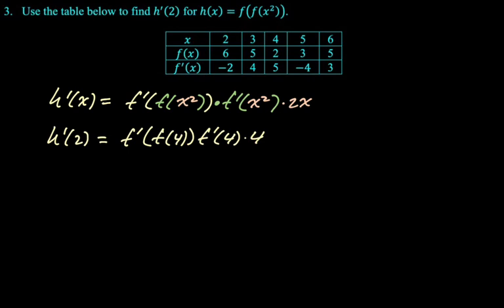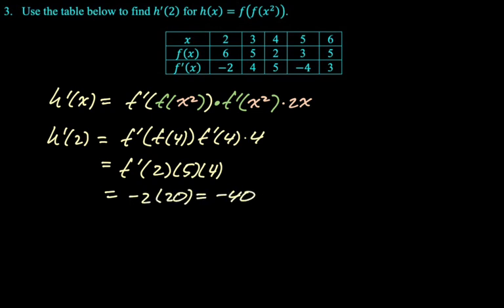So there you go. Now I'm going to the table. I'm going to find f of 4. F of 4 is 2. F prime of 4 is 5. So I will have my next step be f prime of 2 times 5 times 4, or 2 times 20. It's fine. Now I need to find f prime of 2. F prime of 2 is negative 2. Negative 2 times 20, negative 40. And we made it. This was a long one.